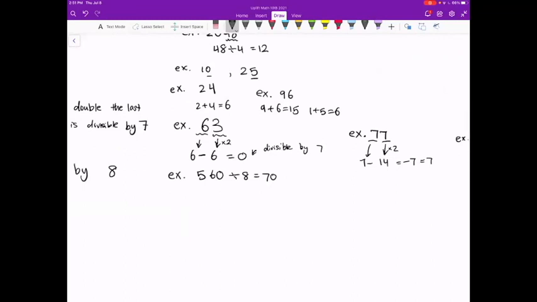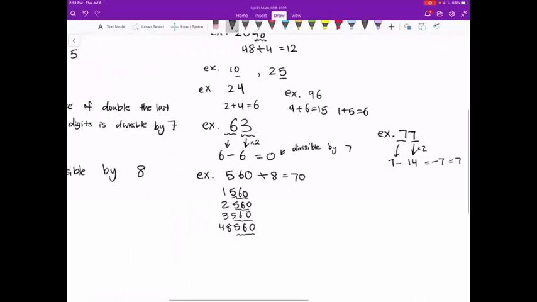That's right. And for this example, since 560 is divisible by 8, we can also have 1,560 also divisible by 8. We can have 2,560. We can have 3,560. We can have 48,560. As long as the last three numbers are divisible by 8, the entire number is also divisible by 8.